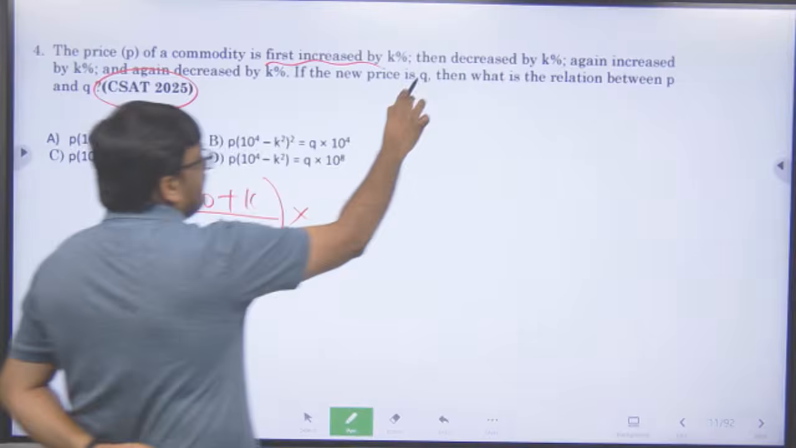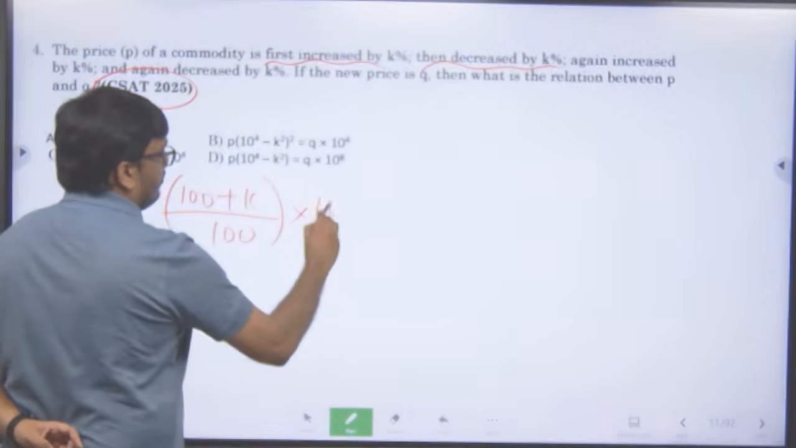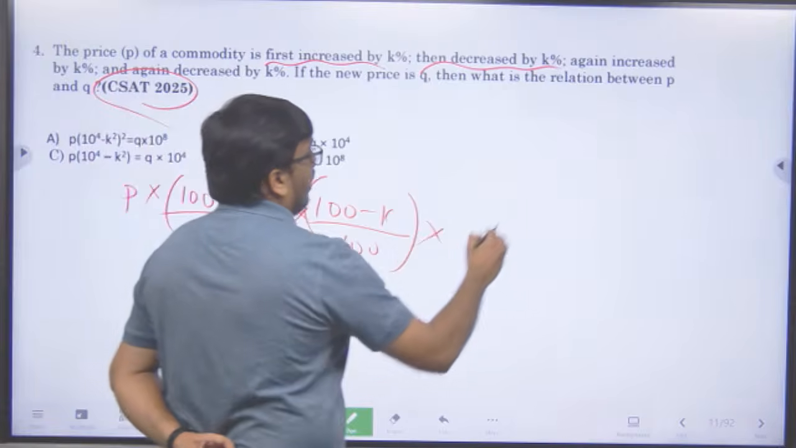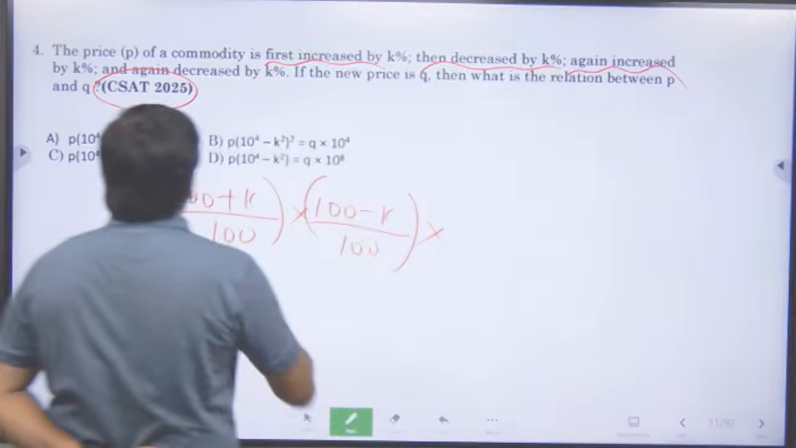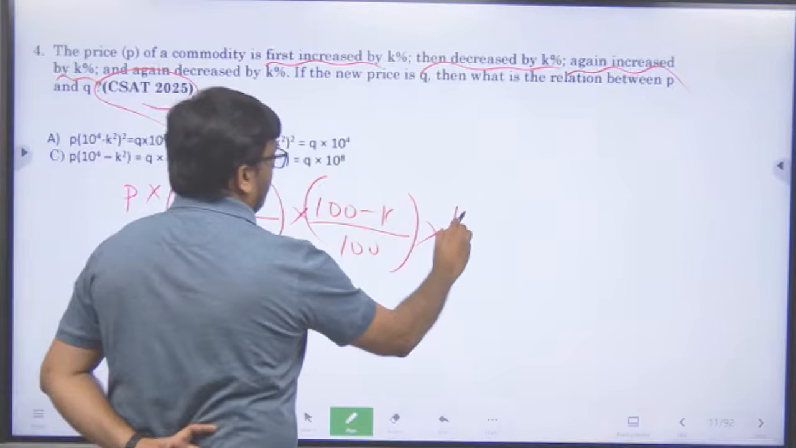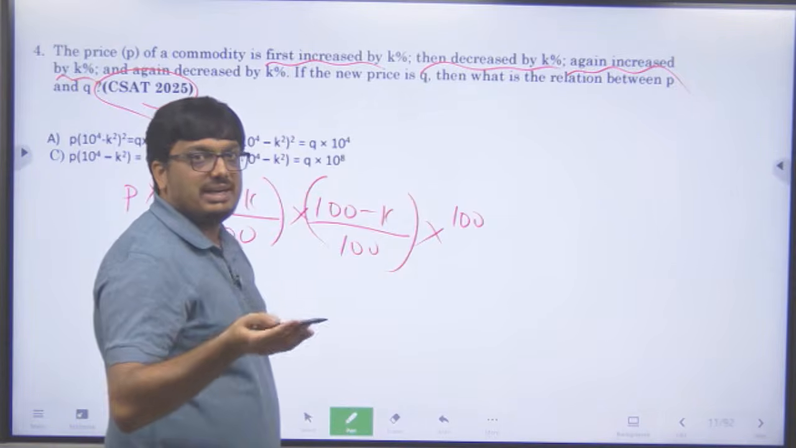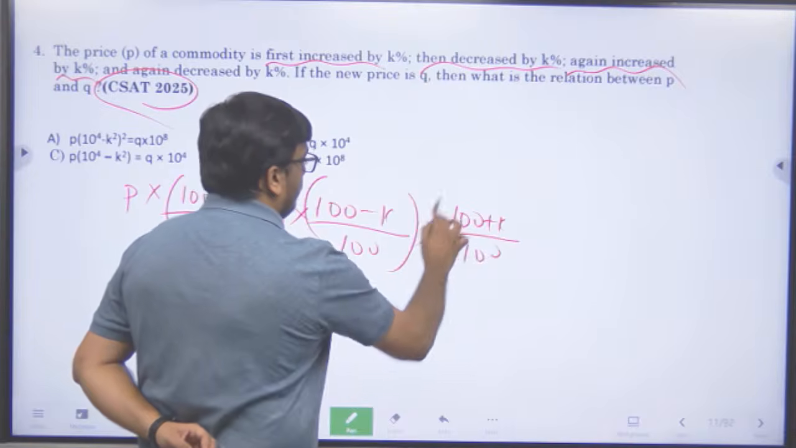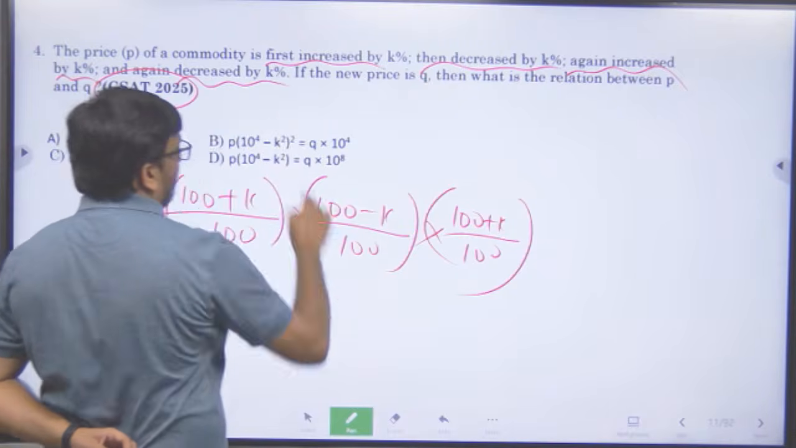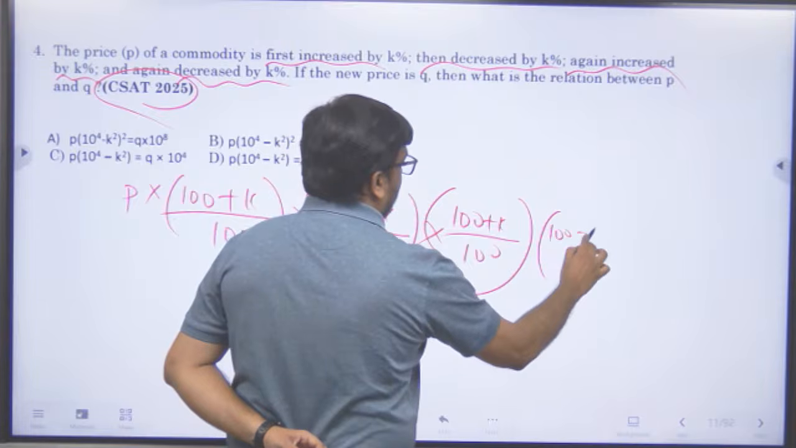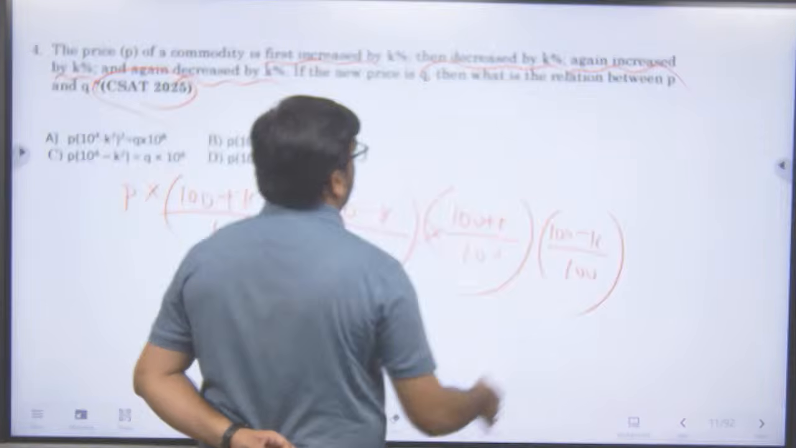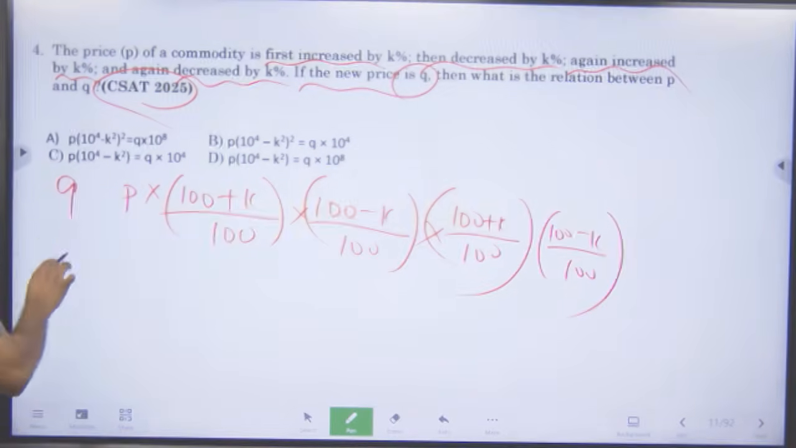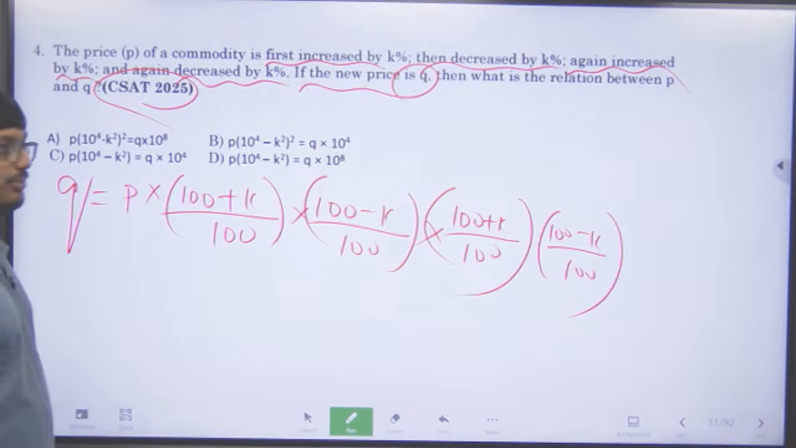Next, then decreased by K: 100 minus K by 100. And once again increased by K. Increase means add to 100, decrease means subtract from 100. 100 plus K by 100. And once again decreased by K percentage: 100 minus K by 100. If the new price is Q after all this, that is how it has to be written.